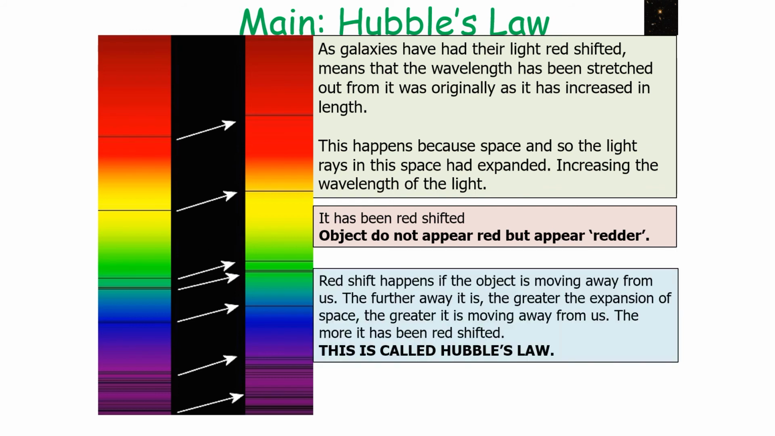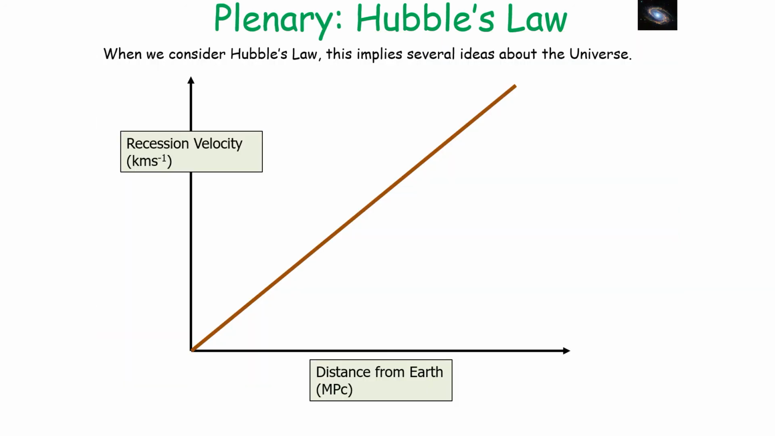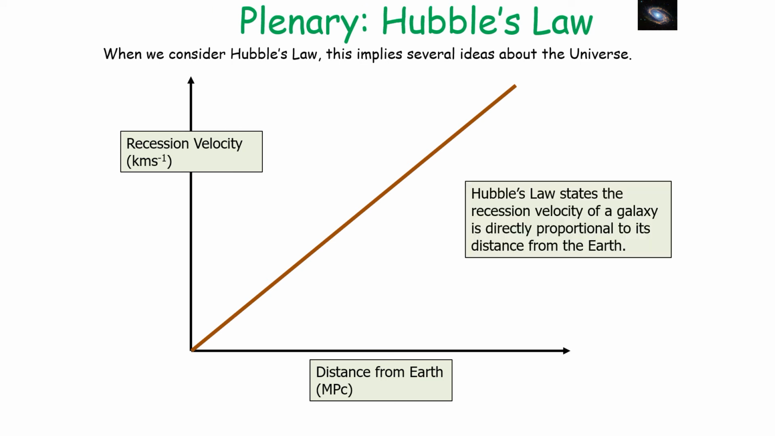Now, redshift happens if an object is moving away from us. The further away it is, the greater the expansion of space, so the faster it is moving away from us, so the more it has been redshifted, and we call this idea Hubble's law. So when we consider Hubble's law, this implies several ideas about the universe. Hubble's law states that the recession velocity, how quickly the galaxy is moving away from us, is directly proportional to its distance from Earth.